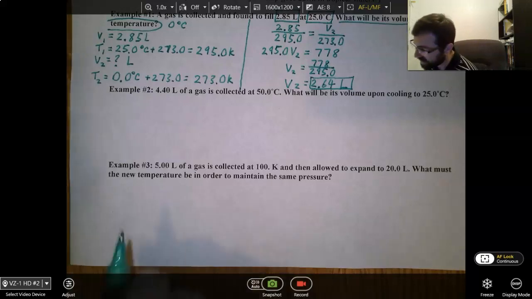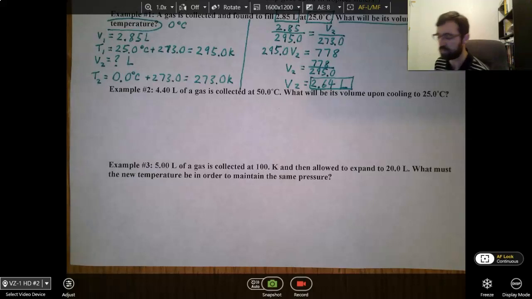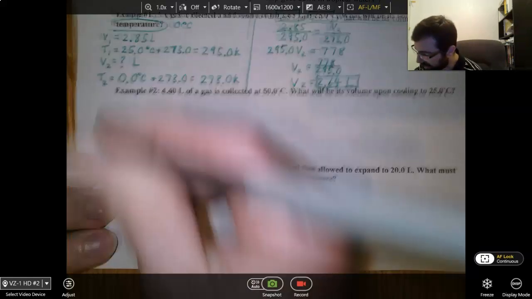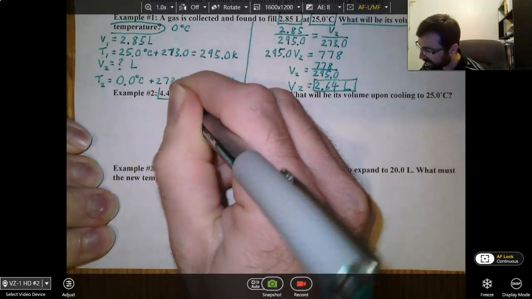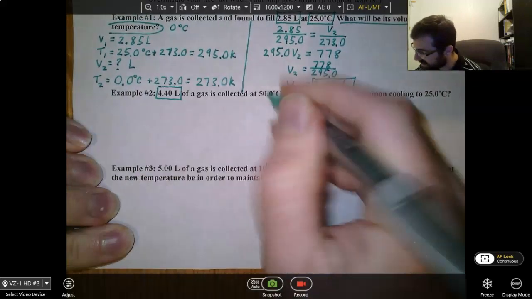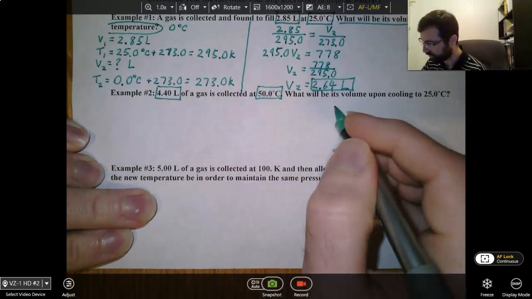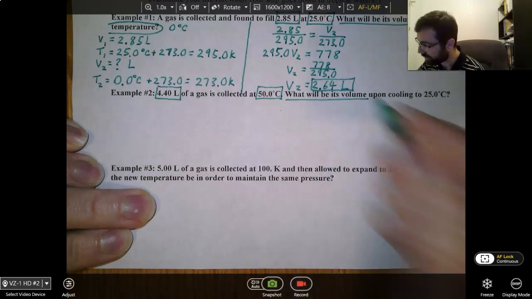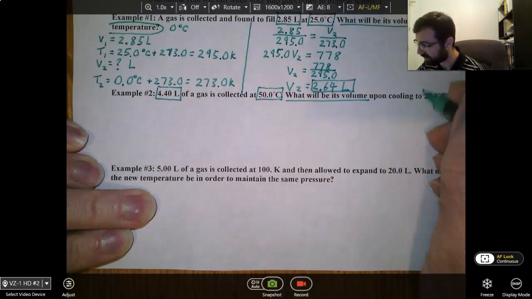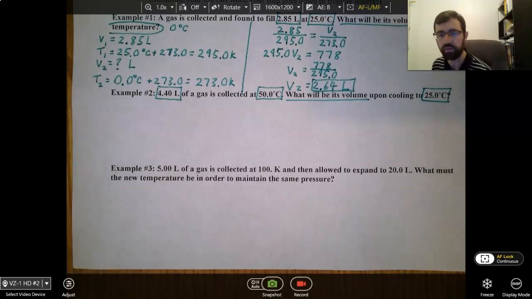It says 4.40 liters of a gas is collected at 50.0 degrees Celsius. What will be its volume upon cooling to 25 degrees Celsius? So as always, I want to first annotate this. I'm going to break it down into data that I know and the question that's being asked. So I see 4.40 liters. I see 50.0 degrees Celsius. It asks what will be its volume upon cooling to 25.0 degrees Celsius. That's my last piece of data.